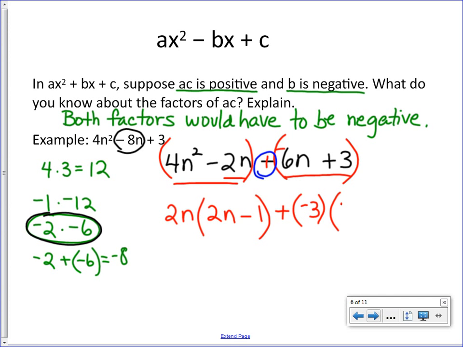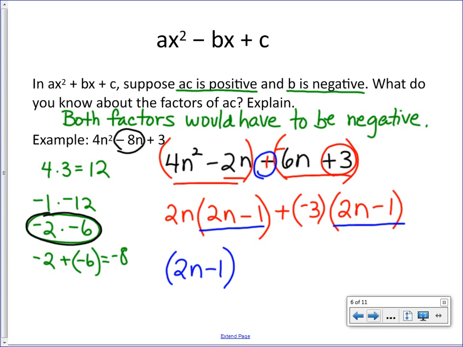Well, negative 3 times 2n would give negative 6n, and negative 3 times a negative 1 would give this positive 3 right here. So now, again, let's look and see what we have. We have a common factor in each grouping of 2n minus 1. So 2n minus 1 will be one of our factors. And then what's left, the 2n and the plus negative 3 is going to be our other factor. 2n plus negative 3 is the same as 2n minus 3.